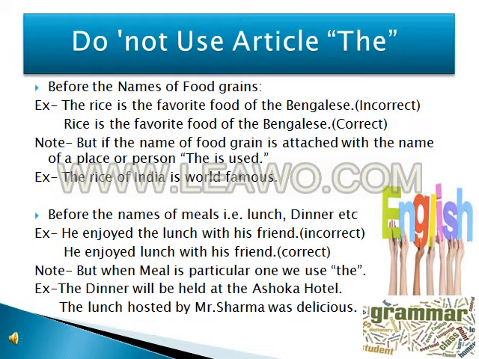Here, again the same thing. But when the name of a food grain is attached with the name of a place or a person, the is used. The rice of India, same thing. Here, what happened with the rice? It is particular rice. Rice is defined. I'm not talking about only rice as a food grain. No, we are talking about the rice of India, meaning the whole rice of India is famous. So in this case, we will use article the before the food grains also.